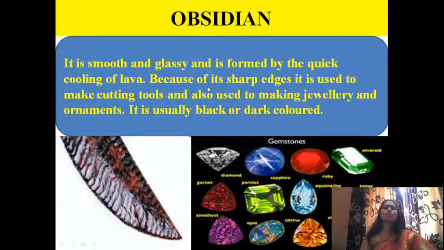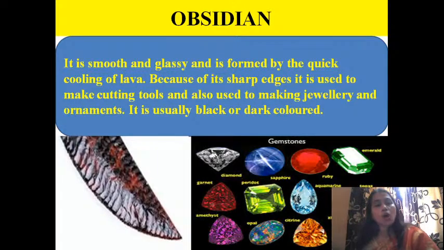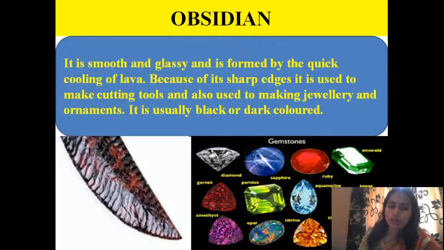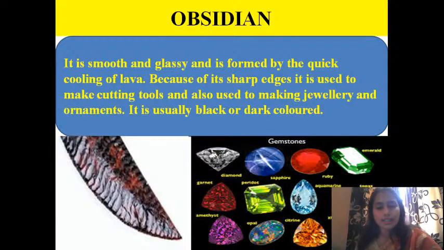Because of its sharp edges, it is used to make cutting tools and also used for making jewelry and ornaments, right? Once again I repeat, it has a very sharp edge, so due to this texture we make it into tools, cutting tools. And because it is glassy, we also make jewelry and ornaments from this rock. Obsidian rock is usually black or dark colored.